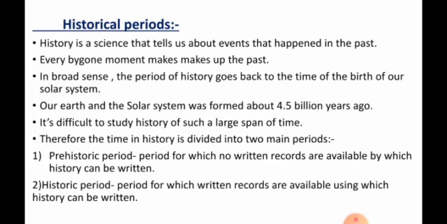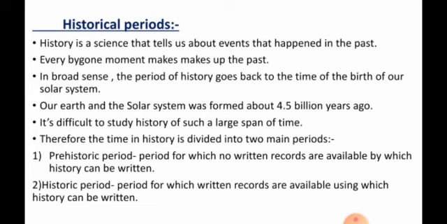In a broad sense, the period of history goes back to the time of the birth of our solar system. Our Earth and solar system were formed about 4.5 billion years ago. The Earth is a part of the solar system. So it is 4.5 billion years ago. Again, that means it is the past. It's difficult to study history of such a large span, because 4.5 billion years ago is not a small era. It is a very big span of time.